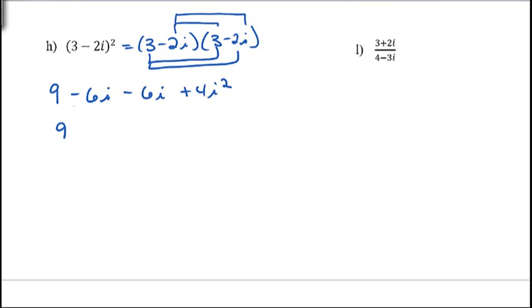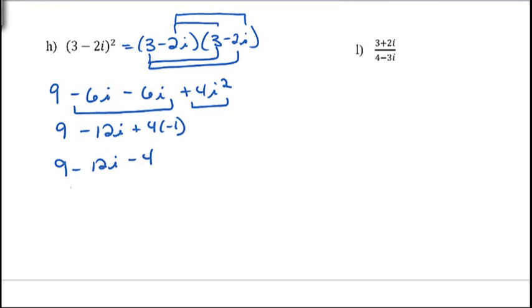So we have 9. In the middle we have negative 6i and negative 6i, so that's negative 12i. And here we have 4 times negative 1. So we have 9 minus 12i, and then minus 4. And 9 minus 4 is 5, so we have 5 minus 12i.